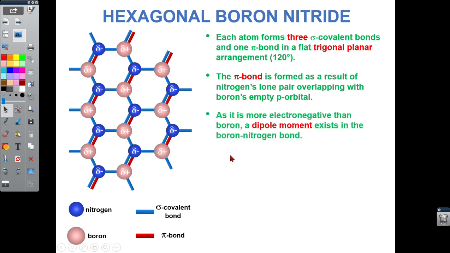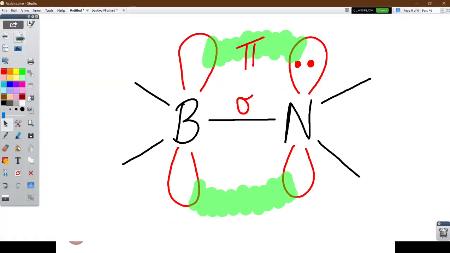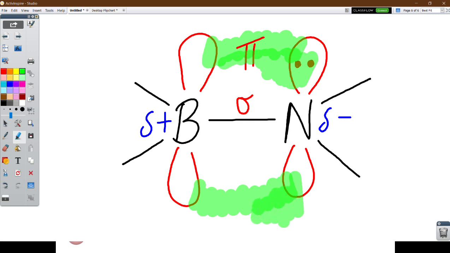Now, to add to the somewhat strangeness of this, if we go back to our drawing again, nitrogen is more electronegative than boron. So we would have a delta minus on the nitrogen and a delta plus on the boron. We've got a dipole moment here. So if we think about how these electrons are being shared, there's going to be more electron density around the nitrogen. So it's not an equal sharing of those electrons.